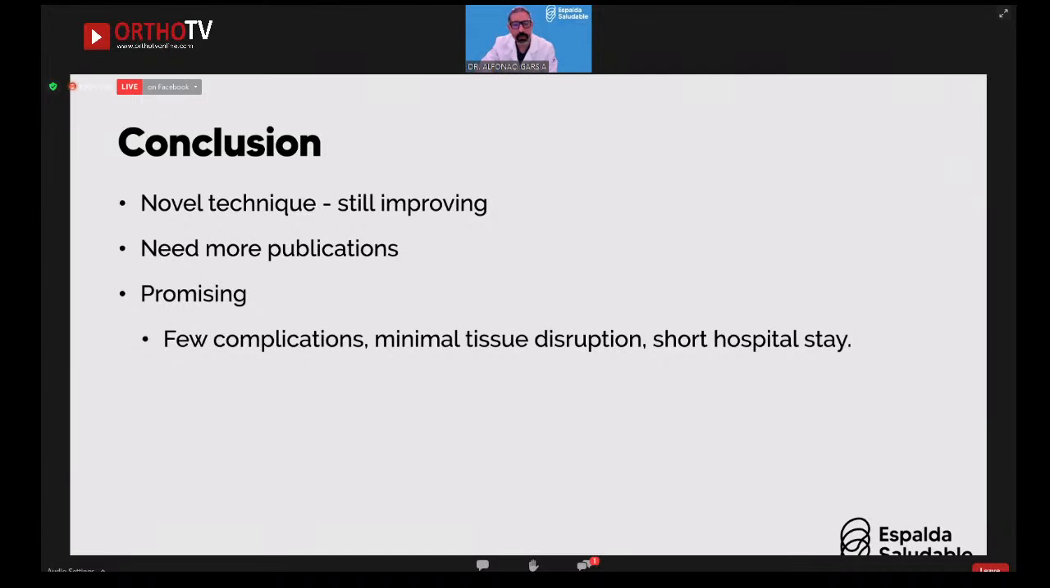Endoscopic techniques are very new, but the objective of performing a posterior decompression is not new. We are following exactly the same objectives. We are just using a different tool and a different viewing system. We need more publications. The technique is still improving, but it is a very promising technique because series actually prove that there are very few complications, minimal tissue disruption, and short hospital stay.